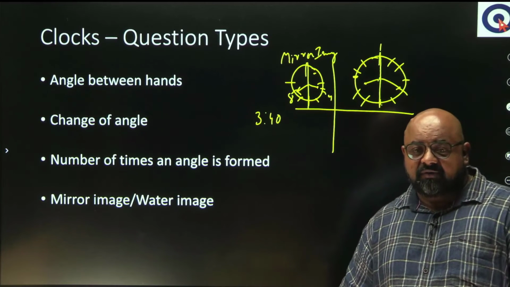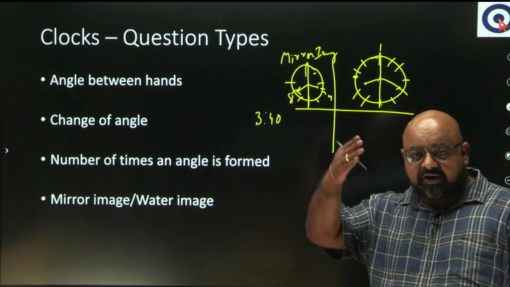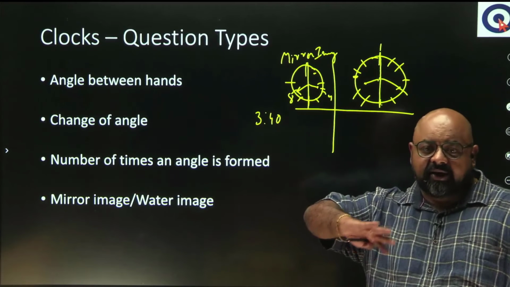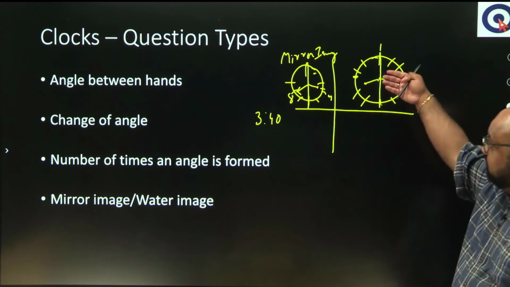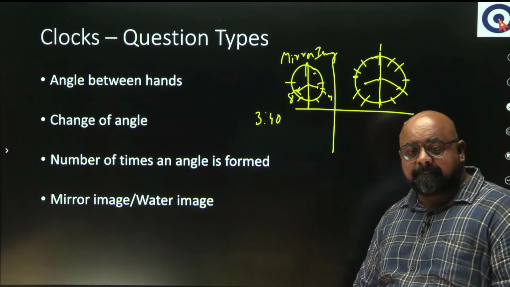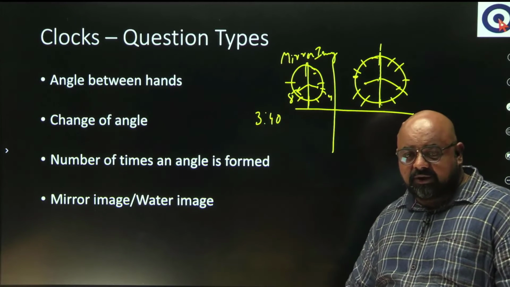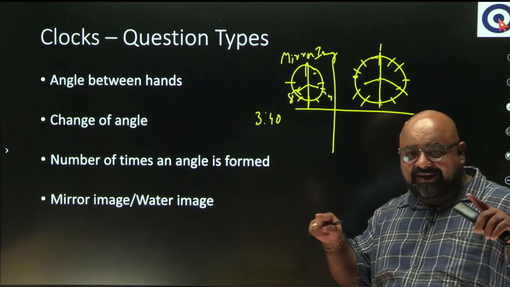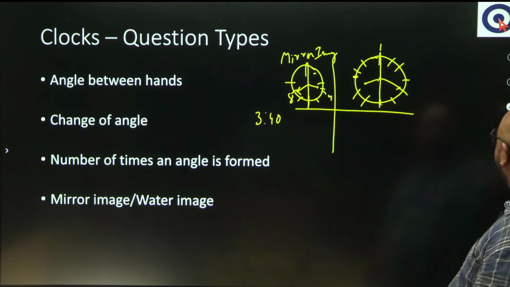What happens with the water image? Water image gets inverted across the x-axis. This has to be flipped here, the reflection in the water. And therefore, how will you turn the clock? Now you will take the 3:9 line and turn the clock about that line.